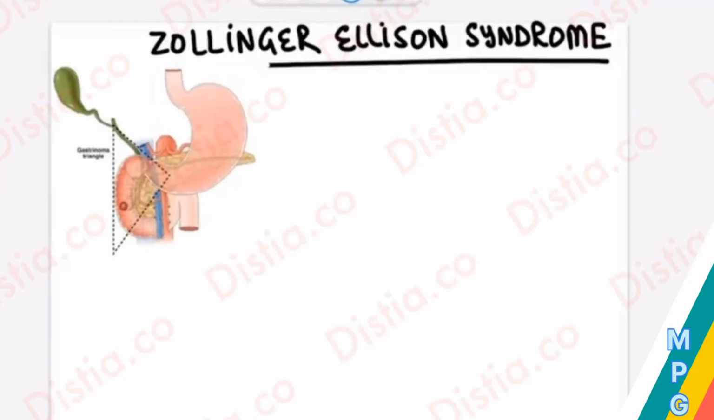Guys, welcome back. I shall now be discussing Zollinger-Ellison syndrome, which is also called a gastrinoma. The usual question that will be asked is with respect to the site of this tumor. Please appreciate that the most common site of G cells is the stomach, but this tumor is not found in the stomach. The number one site where it is encountered, you would answer, is the duodenum.